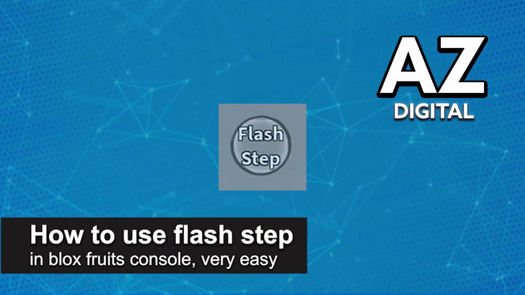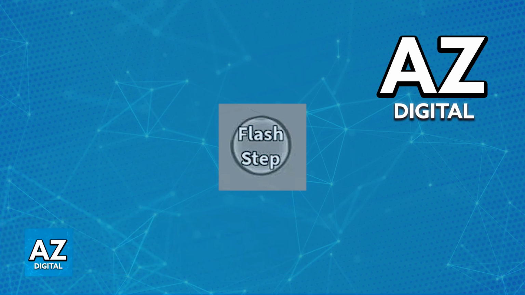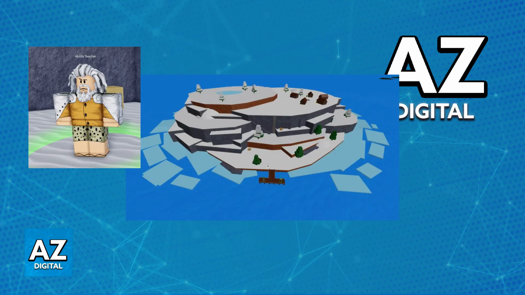In this video, I'm gonna teach you how to use Flash Step in Blox Fruits on a console. It's a very easy process, so make sure to follow along. If you are playing on a console and you unlocked Flash Step by buying it for $100,000 from the Ability Teacher located near the Frozen Cave, you will be able to use Flash Step at any time.